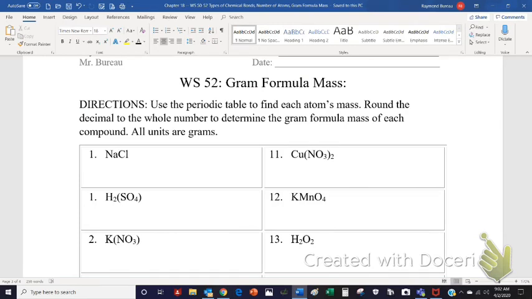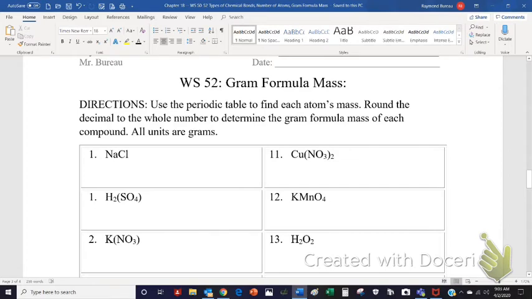Okay, page 52, gram formula mass. For this page, you are going to want to look at your periodic table. So if you haven't already done so, pause here and take out your periodic table because you're going to look up the mass of each atom.